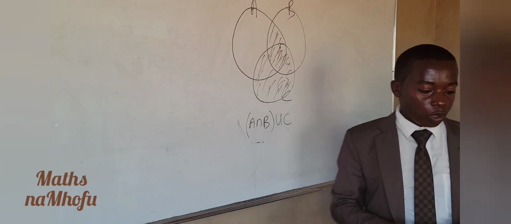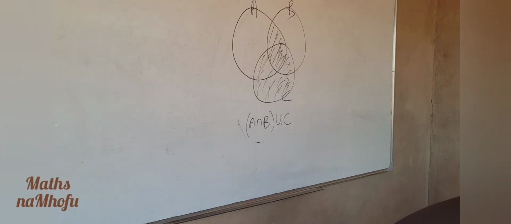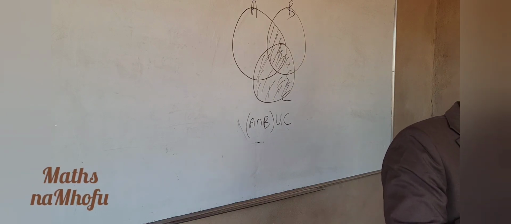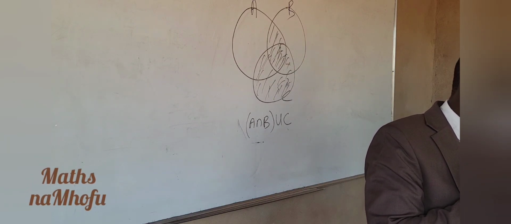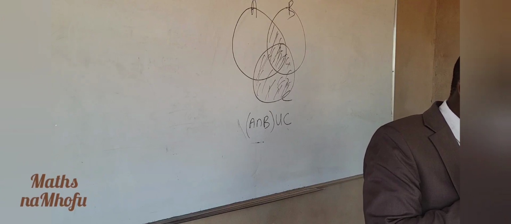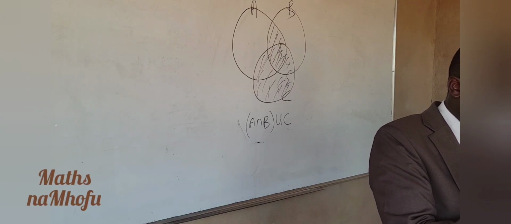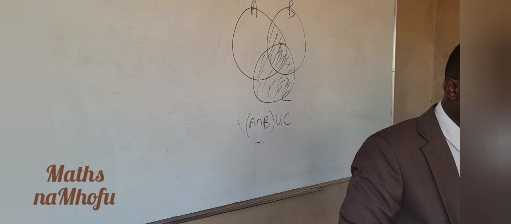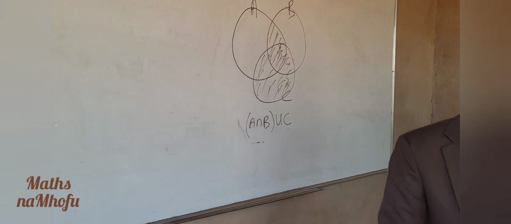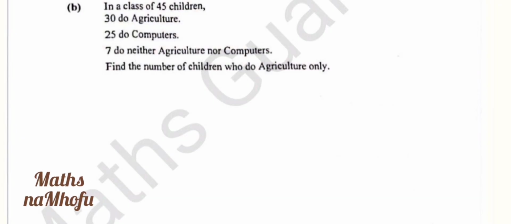This is the part that you have to what? To shade. Then the next equation here, which is B. In a class of 45 children, 30 do agriculture, 25 do computers, 7 do neither agriculture nor computers. Find the number of children who do agriculture only. This one, if you don't want to have challenges, you have to draw the circles or the sets.